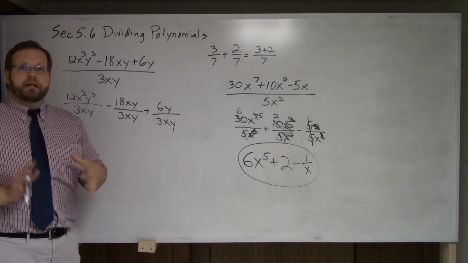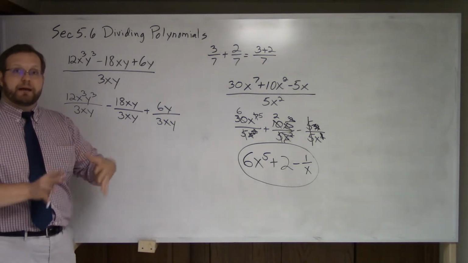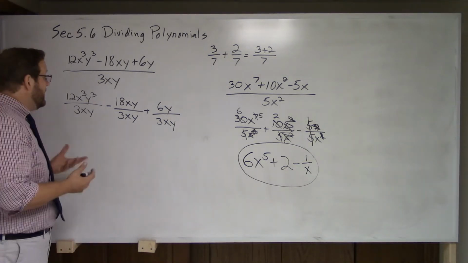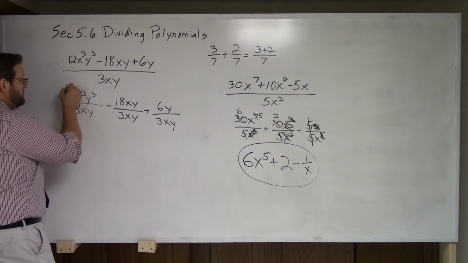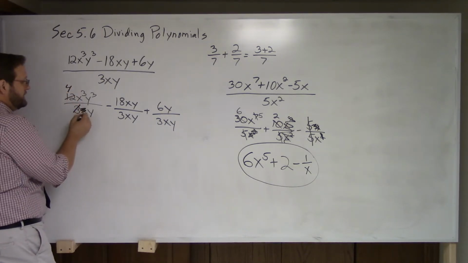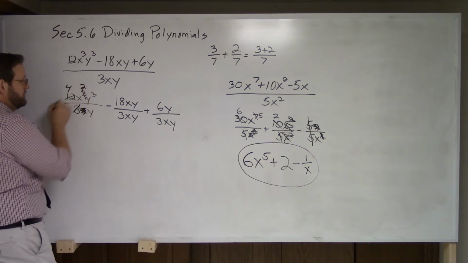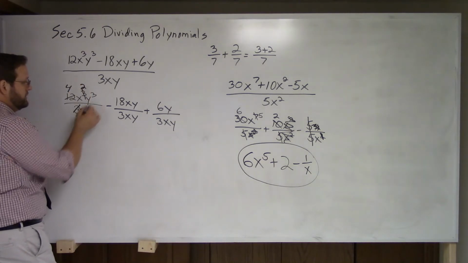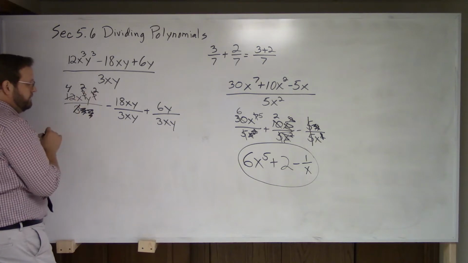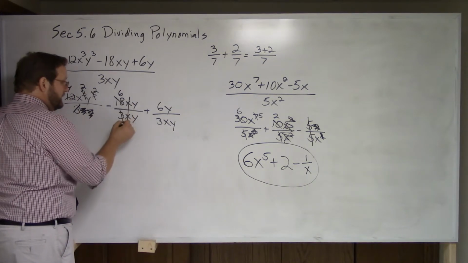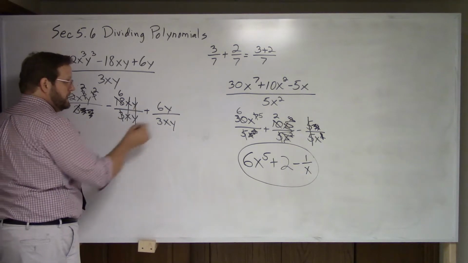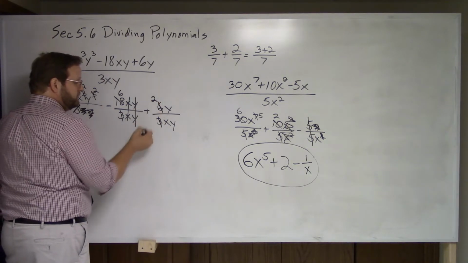That denominator never breaks up. Okay, you copy the denominator as many times as you need. And then we reduce. Okay, so 12 divided by 3 is 4. 1x loses, 2 x's are left. 1y loses, 2 y's are left. 18 divided by 3 is 6. X is gone, y is gone. 6 divided by 3 is a 2.